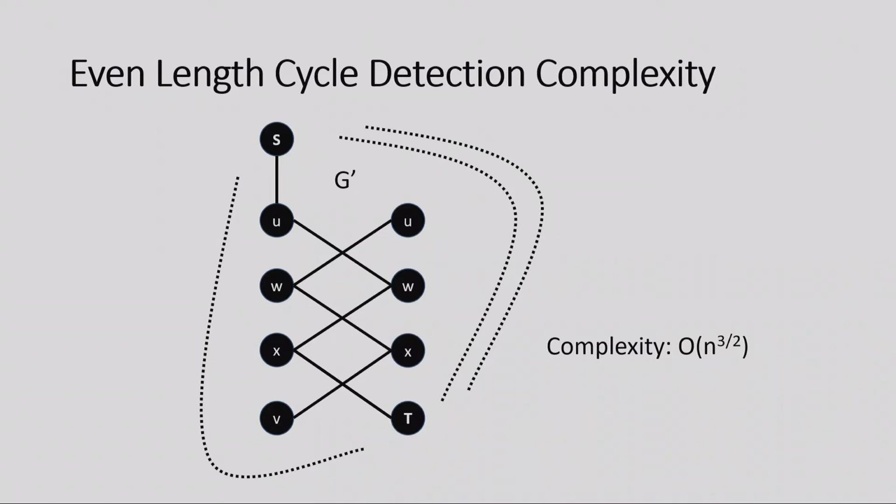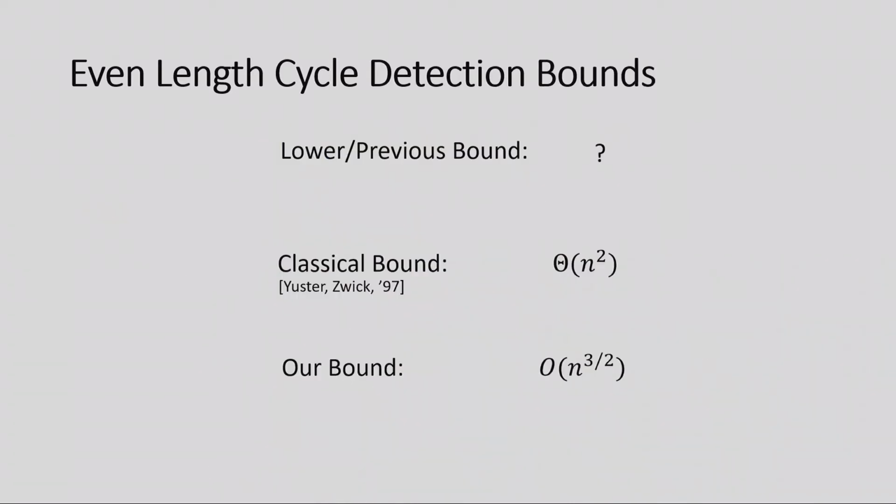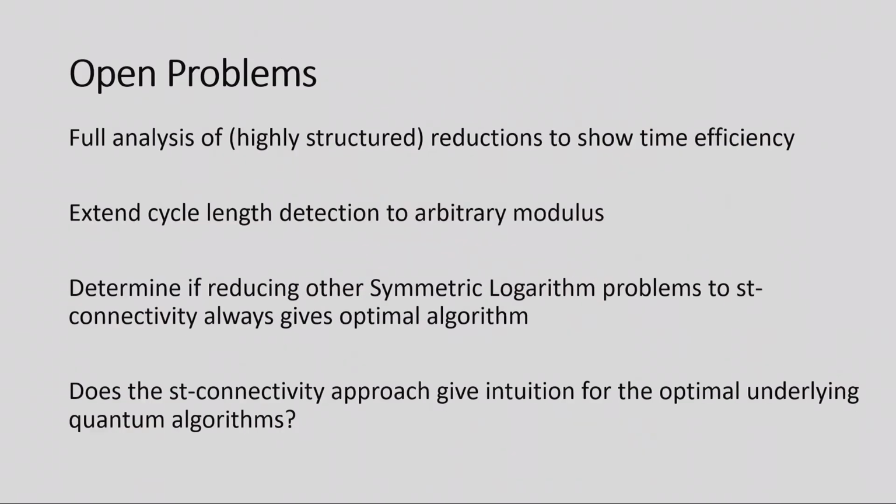So this is our solution to the even length cycle detection problem. In terms of previous bounds, we're familiar with no previous quantum lower bound. There is a classical bound, which is tight at n squared, and our bound improves on that again, to n to the 3/2. Great, so now I'll talk a little bit about open problems.